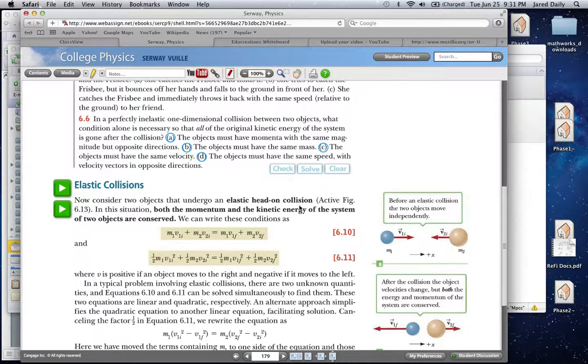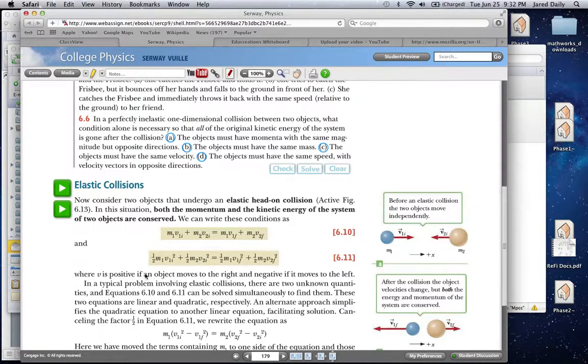Now, with elastic collisions, we have both equations of conservation. The first one, conservation of momentum, which is here. Notice it's different because we have separate momentums for each object before and after, initial and final, because they're not stuck together at the end. In an elastic collision, things bounce off each other and they stay independent.